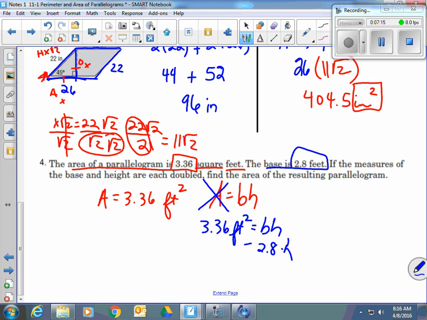is 3.36 feet squared. Divide that by 2.8. This cancels out, so then my height is 3.36 divided by 2.8, which would be 1.2 feet.